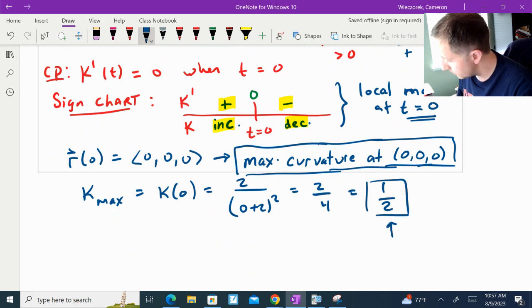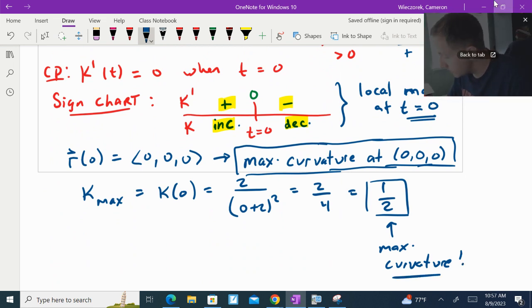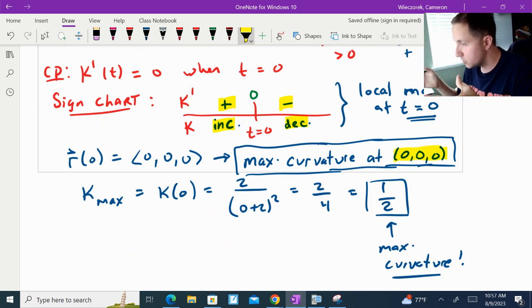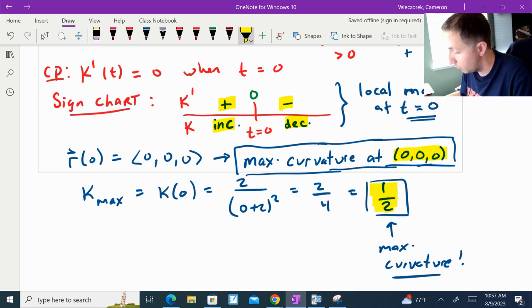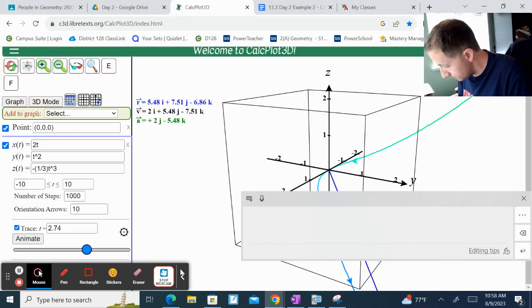So that right there, that's our maximum curvature. So that's where it's changing most rapidly, is at 0, 0, 0. And the value, the magnitude of that rate of change of the unit tangent vector with respect to arc length, that definition, that curvature, has a value of 0.5 or 1/2. So let's animate that one more time just to take a look.